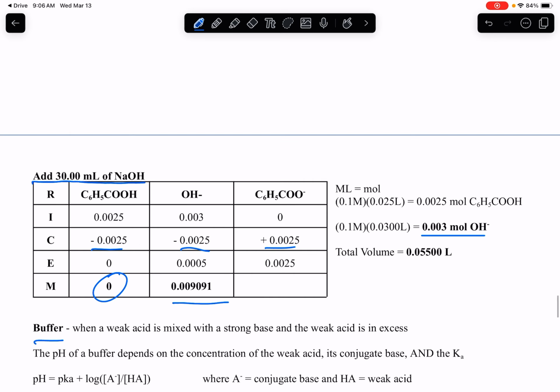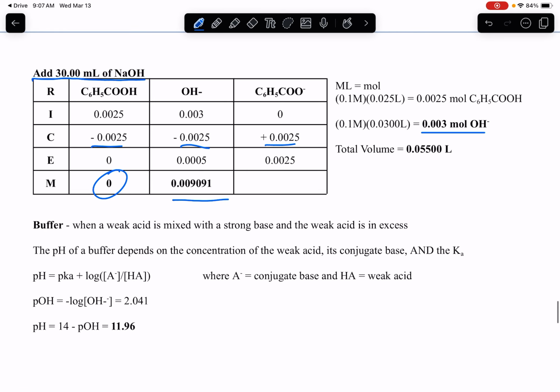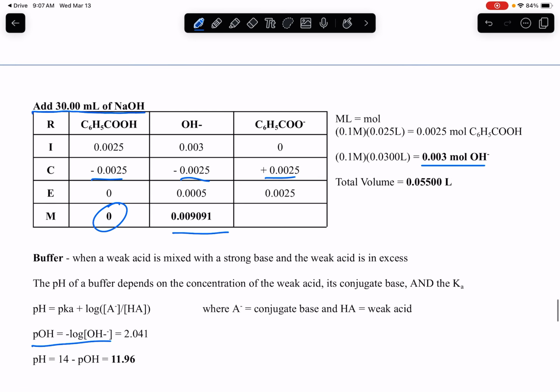So a buffer is when a weak acid is mixed with a strong base and the weak acid is in excess, but we don't have that anymore. We have a strong base in excess. So we don't have a buffer. You cannot use this equation. Please don't use this equation if you don't have a buffer. Notice my frustration.